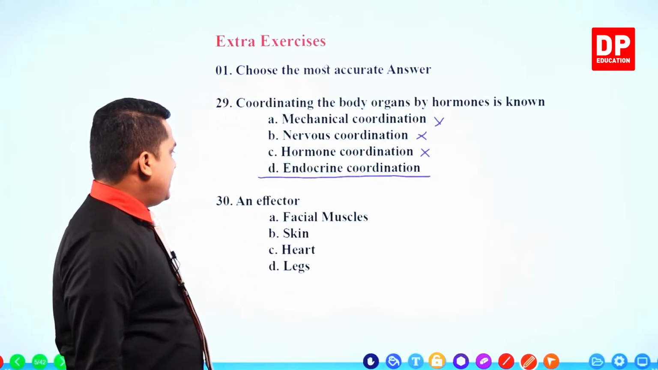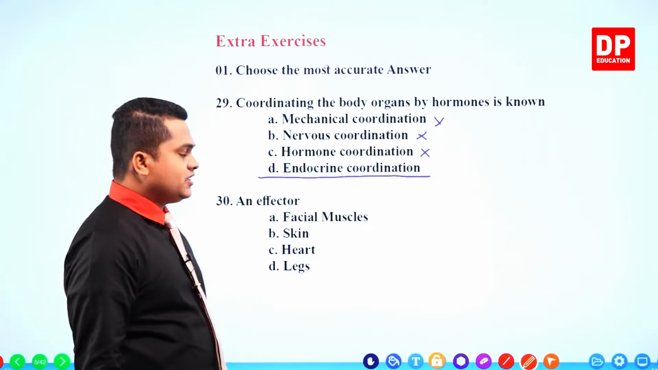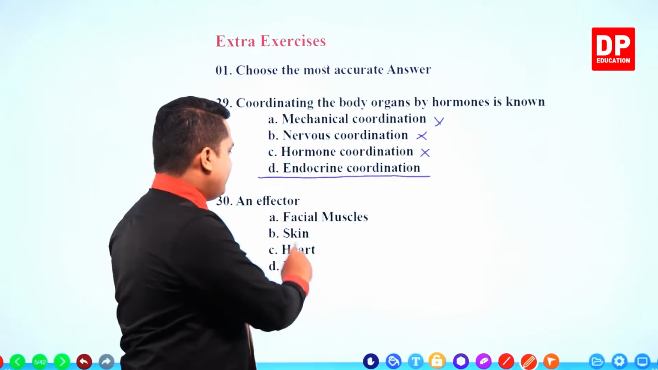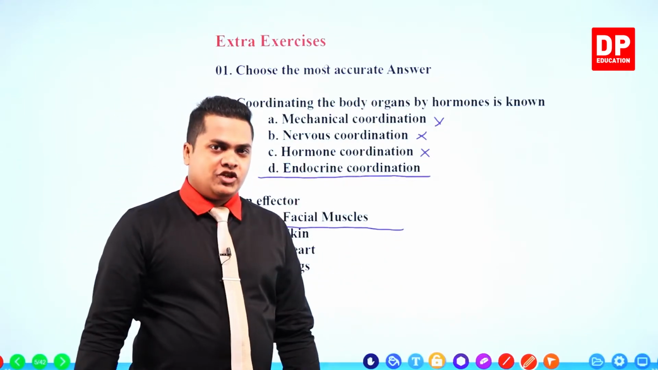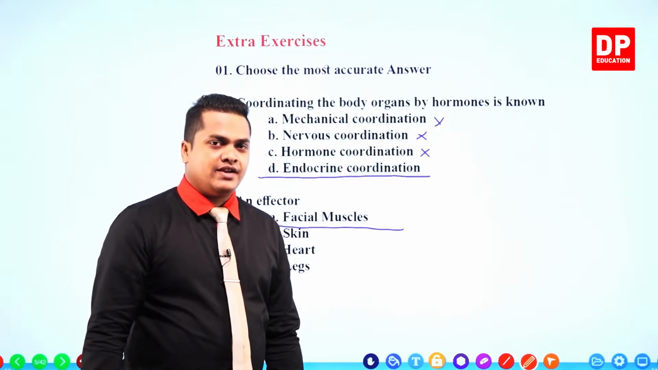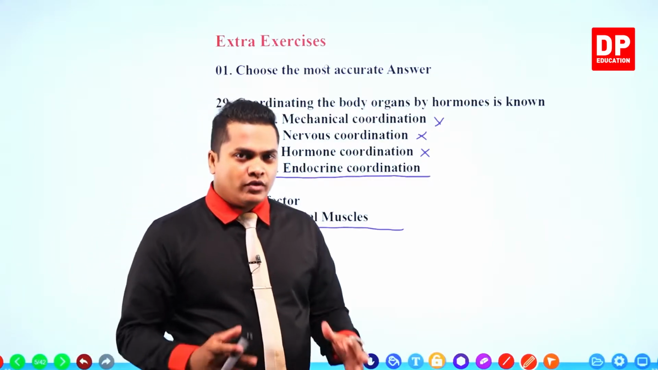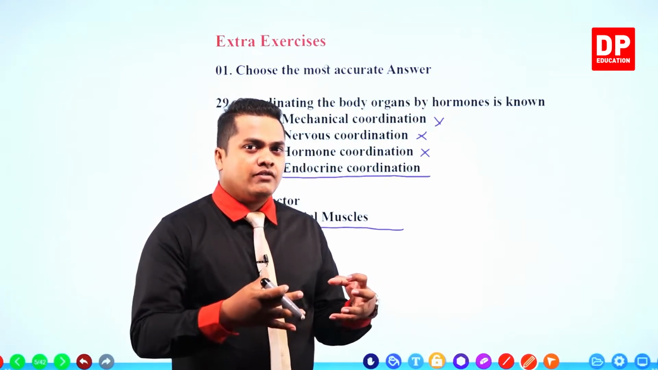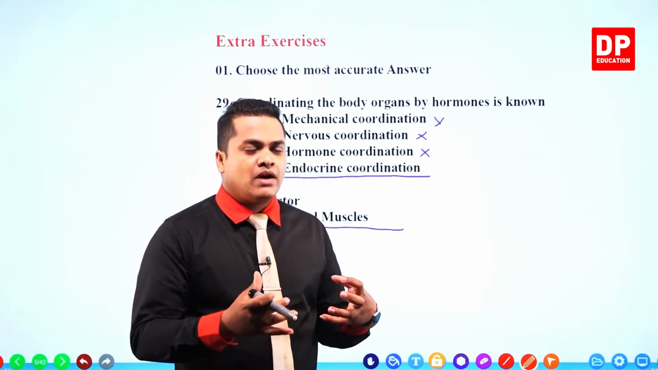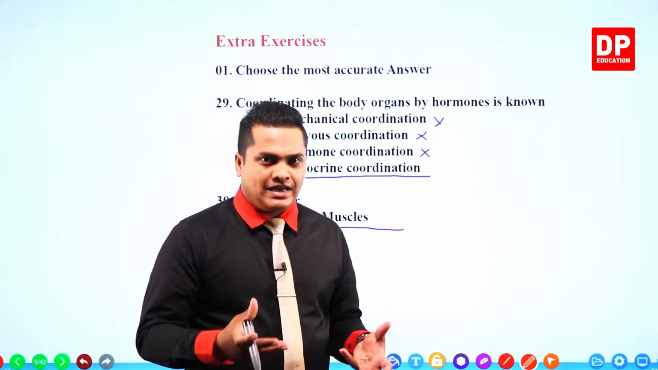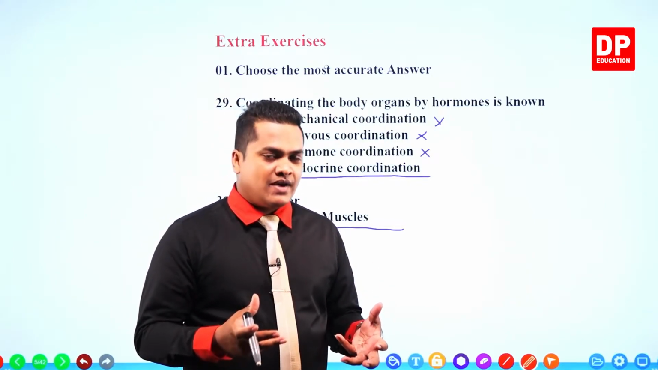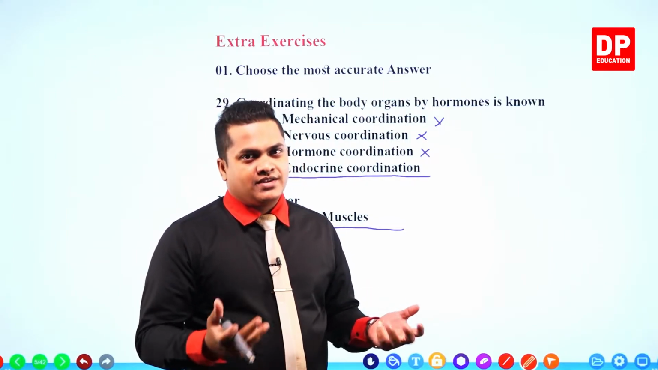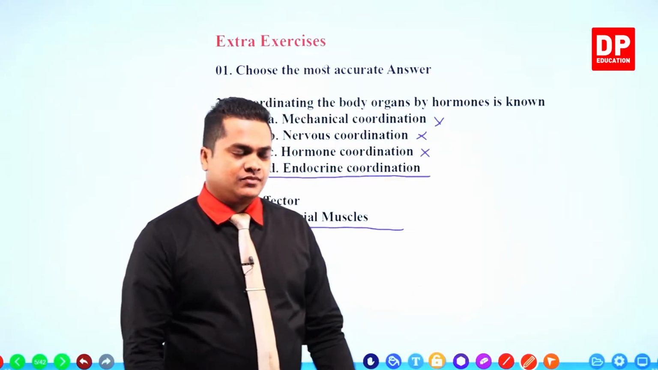Next one, an effector. An effector means it should be a muscle. So the first one you are given is facial muscles. So facial muscles are effectors, right? When you look at a certain person, if you know that person very well, you are going to greet him or her with a smile. When you are smiling, you move facial muscles. So that is an effector. Okay.